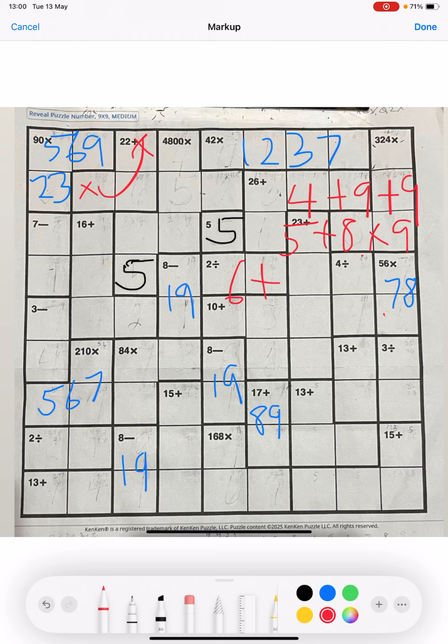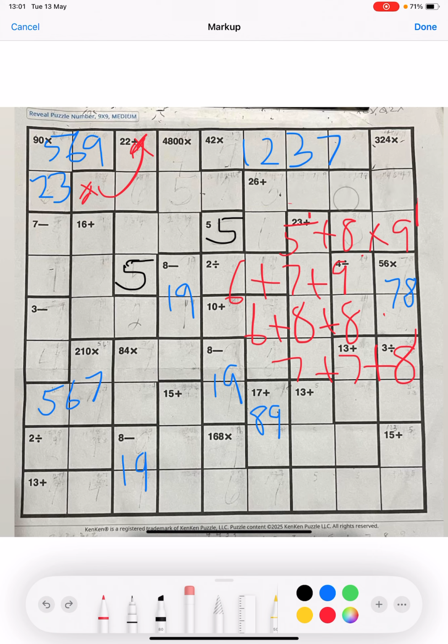I could have 6 plus, I want another 16, so 6 plus 7 plus 9, 6 plus 8 plus 8, or 7 plus 7 plus 8. Now remember, if I've got 2 the same, they've got to occupy those 2 corners. But I've already got a 9 in this column, so I can't have 9 in both of those, so we can rule out 4 plus 9 plus 9 straight away.